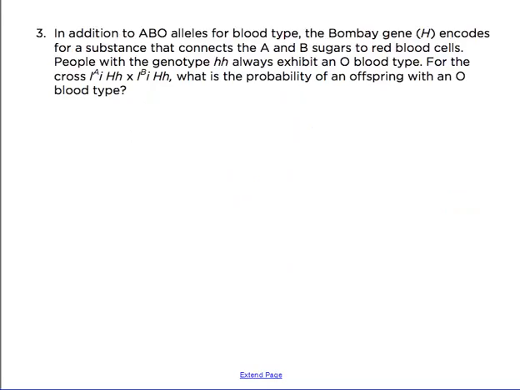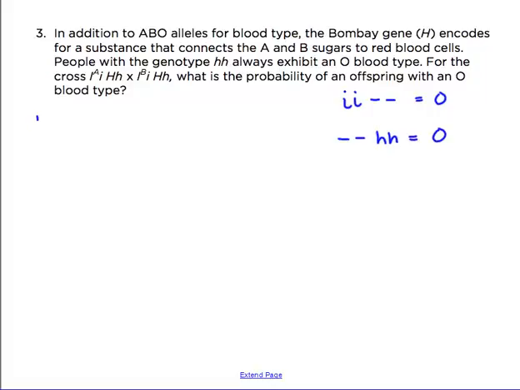Problem 3. In addition to ABO alleles for blood type, the Bombay gene H encodes for a substance that connects the A and B sugars to red blood cells. People with the genotype little h always exhibit an O blood type. For the following cross, what is the probability of an offspring with an O blood type? Well, let's see. How would you get an offspring with an O blood type? The offspring could be little i, with anything at the Bombay gene, and that would equal O. Or the offspring could have anything at the I gene and be little h, and this would also equal O. So these are what we're going to look for in the genotypes of the offspring.